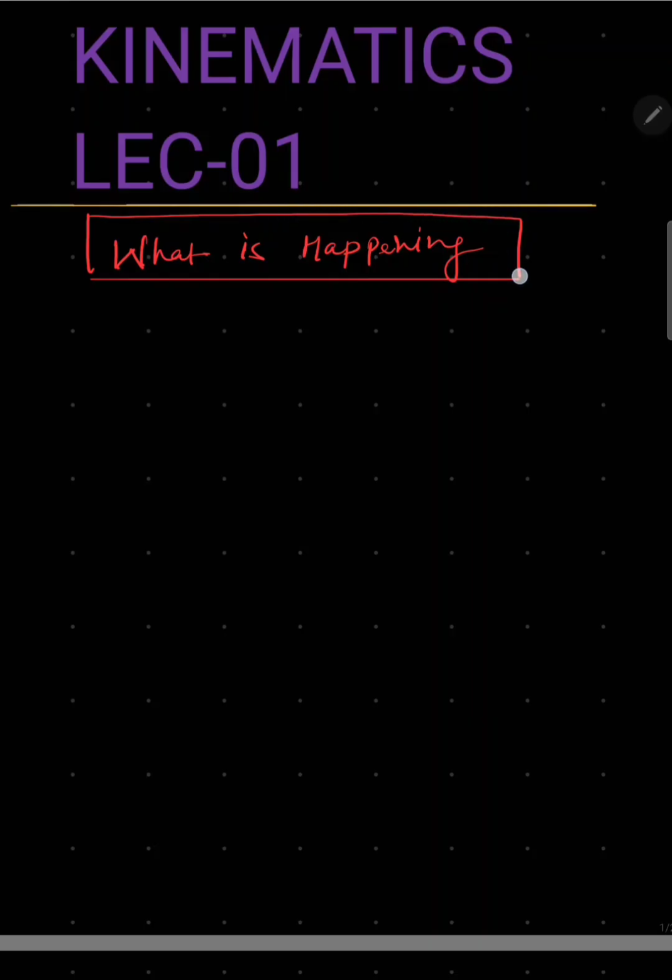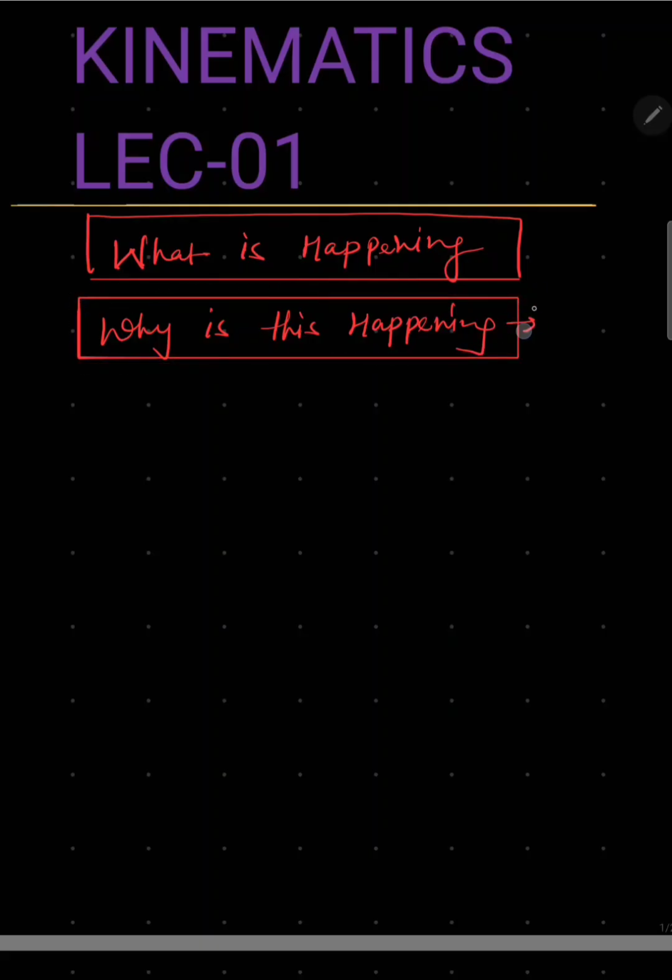Both kinds of questions will be dealt with in different chapters in physics, and for simplicity, we divided the chapters on the basis of these two questions. What is happening, or you may say what will happen, will be answered in the chapter called kinematics. And why is this happening? This part will be dealt with in the chapter called dynamics. This is in kinematics, this is in dynamics.